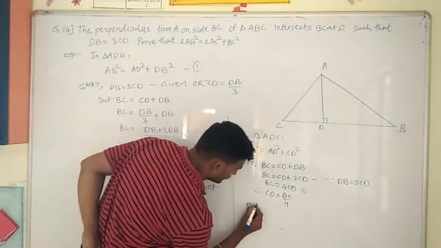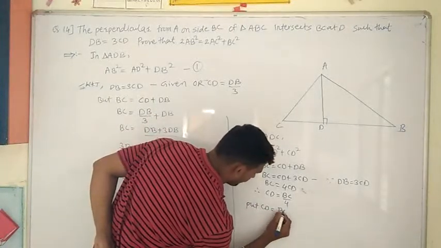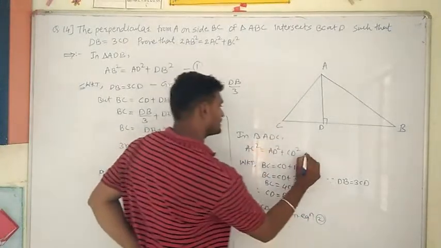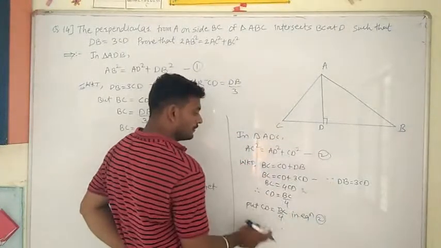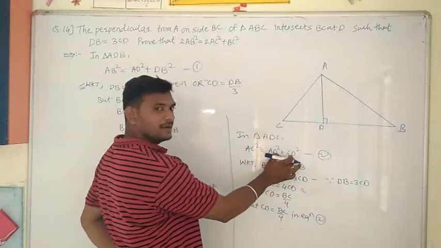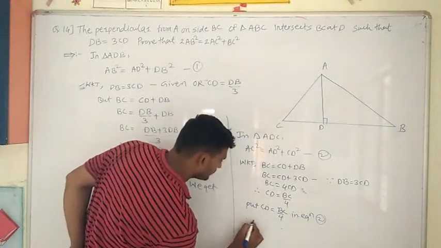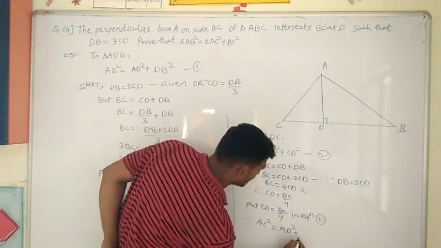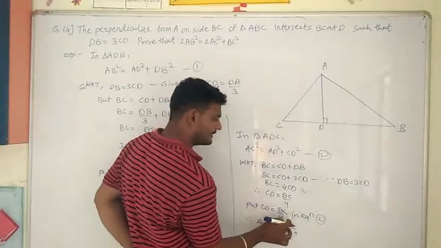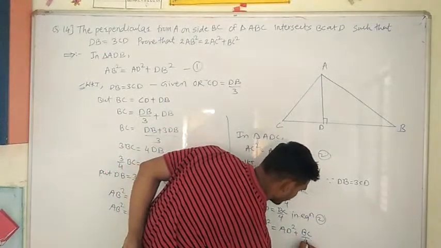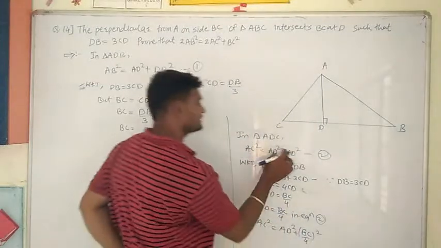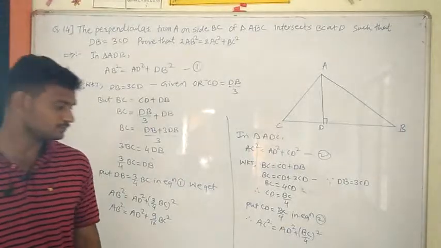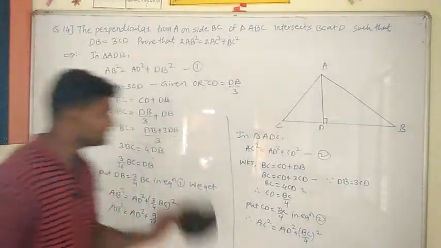Put CD is equal to BC by 4 in equation number 2. Mark it as equation number 2. Therefore, AC square is equal to AD square plus, instead of CD, I have to write BC by 4 here, BC by 4 in brackets squared, since CD square is there. First of all, copy down this. After that, we will see the next proof.